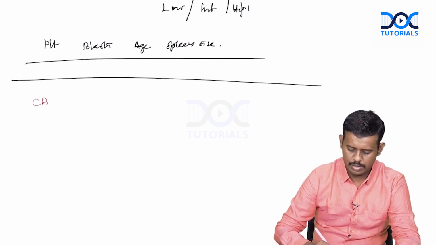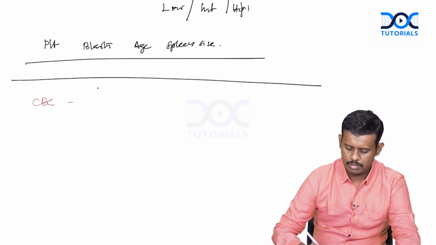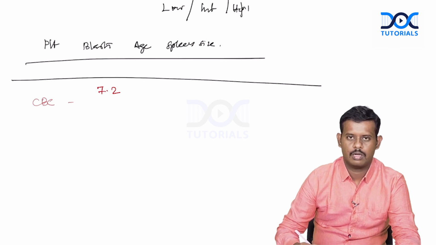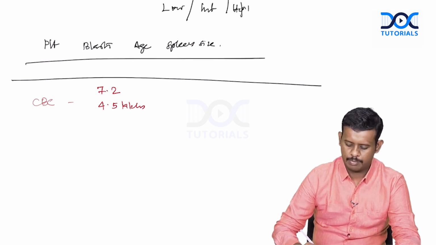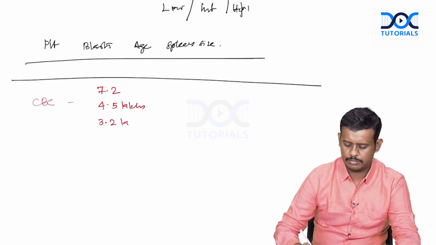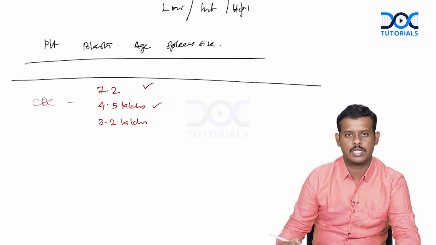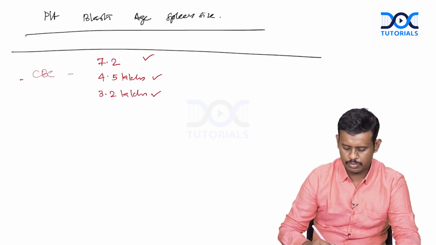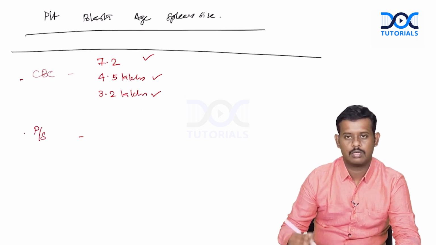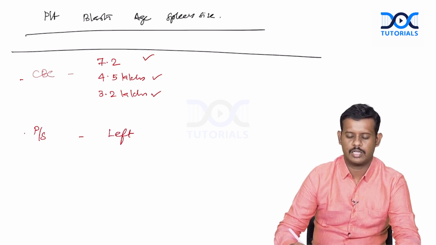So what was her CBC? Her CBC showed hemoglobin of 7.2, a total WBC count of 4.5 lakhs, and platelets of 3.2 lakhs. So the patient has anemia, raised WBC, and normal platelets. What does her peripheral smear show? Her peripheral smear was suggestive of a left shift, a possibility of CML.